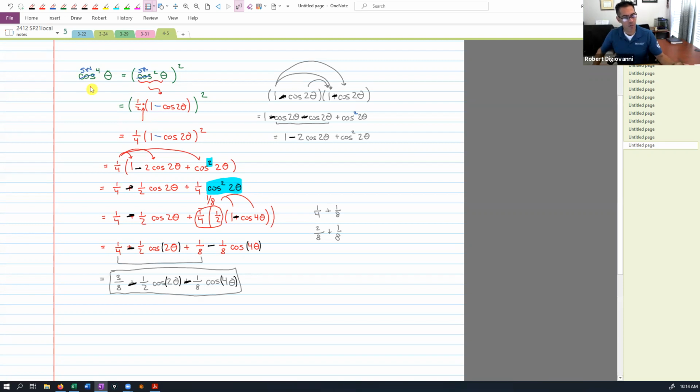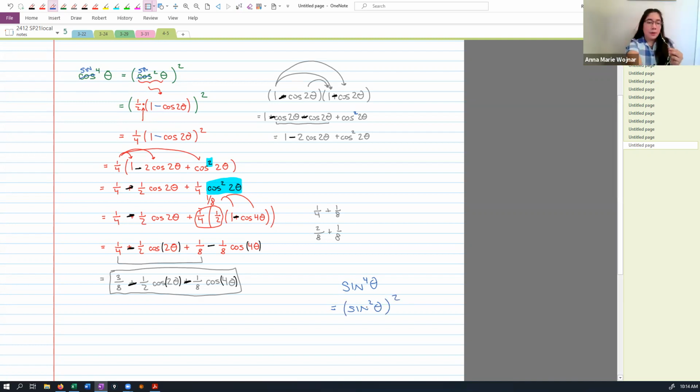We just rewrote sine to the 4th theta as sine squared theta squared, right? Yeah, but the part that's highlighted in blue, that doesn't change here. That should have been plus. Wait, that wasn't changed? That didn't change to a sine squared 2 theta. In the final answer, I believe it's supposed to be plus 1/8 of 4 theta. Okay, no, I see what you're saying. Yeah, you're right. This is plus, hold on.